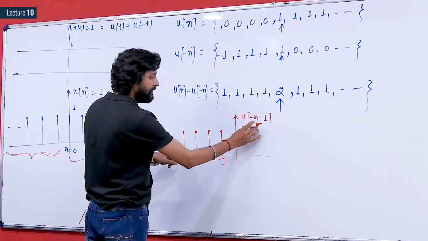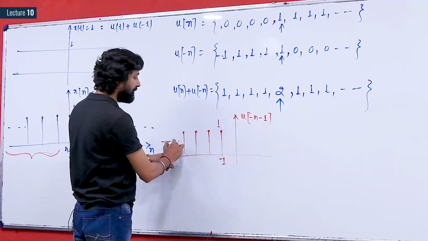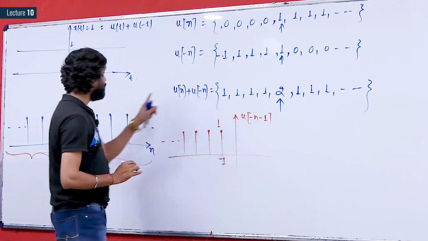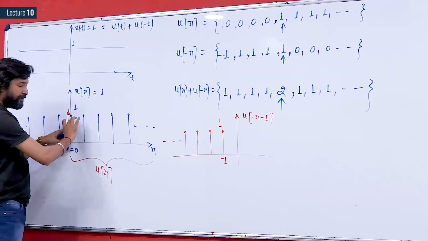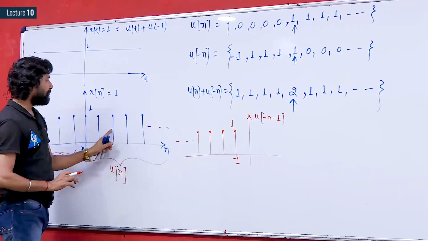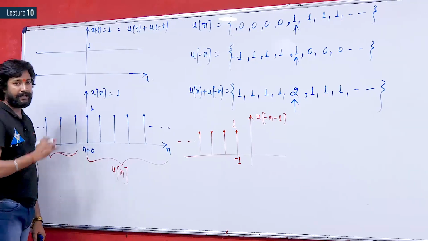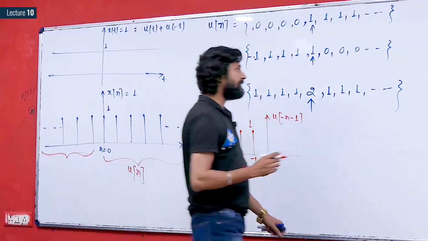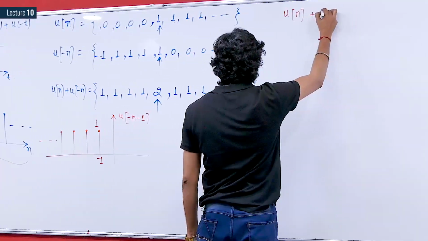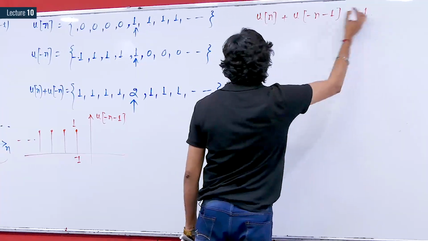So if u of minus n minus 1 has values 1 from minus infinity to minus 1, and we add to this signal the u of n function, which has value 1 from 0 to infinity, then the sum of these two functions will result in the constant one, having value 1 from minus infinity to plus infinity. So now you can write in the discrete time case that if we take u of n plus u of minus n minus 1, then it will give you the constant 1.